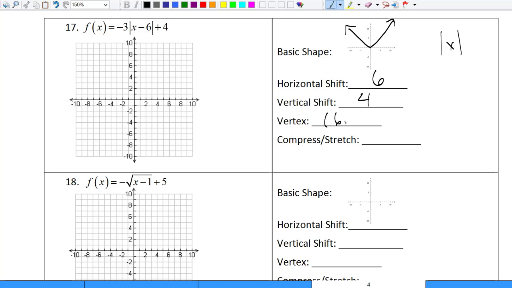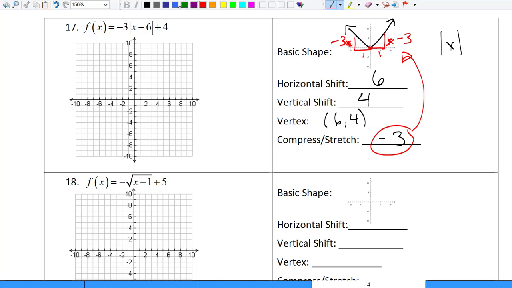You put those two values together, 6 comma 4, and your compress and stretch is whatever number is multiplied out in front, which this happens to be a negative 3. Let's go back and look at our basic shape. So normally from my vertex I would go right 1 and up 1, and left 1 and up 1. But I have a change. Because I have a stretch or compress, the vertical distance that I'm going changes, so instead of going up 1, I'm actually going to be going down 3.